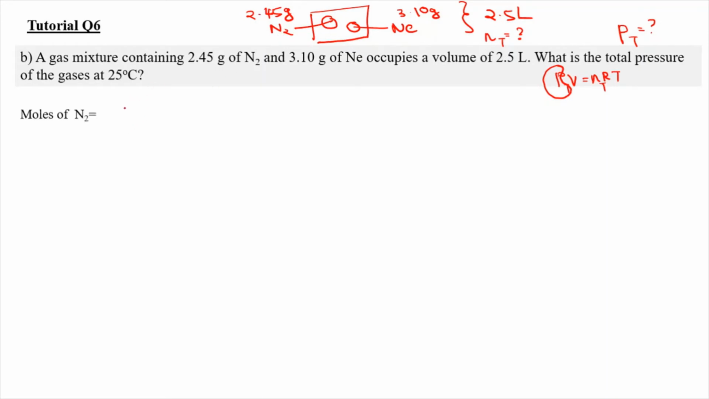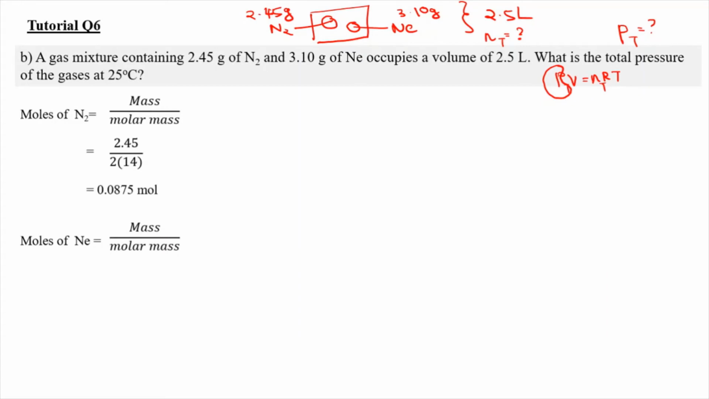The number of mole of the nitrogen is going to be mass divided by molar mass. So the mass here is 2.45 gram divided by the molar mass of the nitrogen, which is 2 multiplied by 14. Once you do the maths here, you're going to get 0.0875 mole. And then you need to find the moles of the neon, which is a similar step, mass divided by molar mass. The mass of the neon is 3.10 divided by the molar mass of the neon, which is 20. Once you do the maths here, you're going to get 0.155 mole.